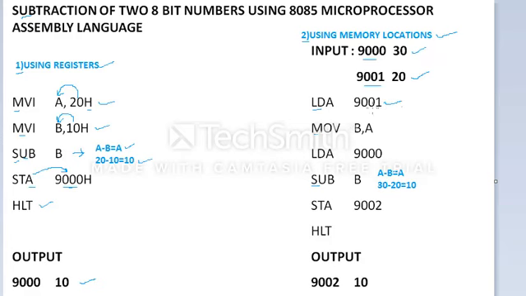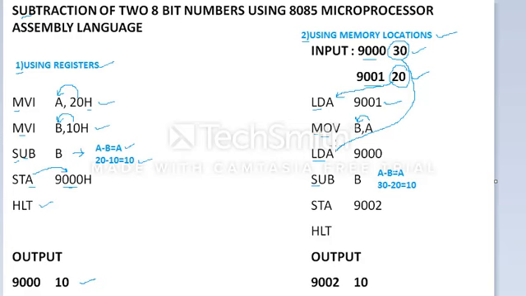LDA 9001 means from 9001 we have 20 data. That 20 is loading into the accumulator. Then I'll use the move instruction MOV B, A. That accumulator content 20 is moving into the B register for a while, because I want to feed the accumulator next data. So I'll use LDA 9000. Means in 9000 we have 30. That 30 is loading into the accumulator.